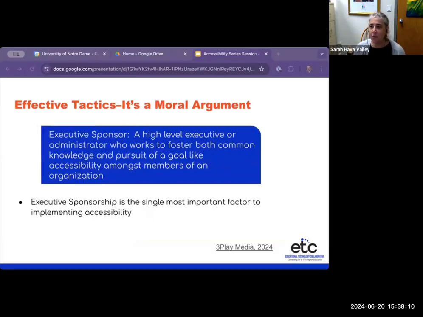And then lastly, I think the single most important factor to implementing accessibility is executive sponsorship. And this is basically a high-level executive or administrator, somebody who's working to foster both common knowledge and pursuit of a goal like accessibility, right? If somebody in higher leadership is on board with the idea of creating accessibility, or you can get somebody on board, they are just a great motivator for bringing more people, like a magnet to your discussion and to why this is so important to do beyond just the basic stuff.